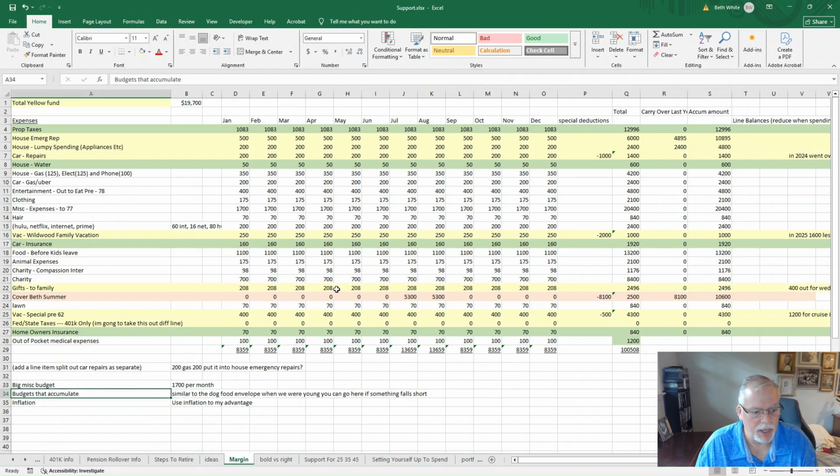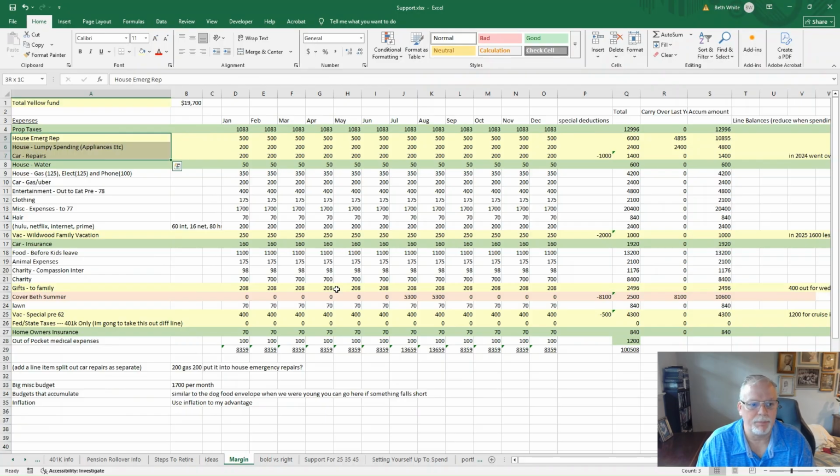Okay, my second form of margin that I build into my account, or flexibility, is budgets that accumulate. So if you watched the last video I did on how I make spending easy, which is really part of creating margin, because if you have margin in your accounts and you're comfortable, you're going to feel comfortable to spend wisely. So I have accounts where they accumulate.